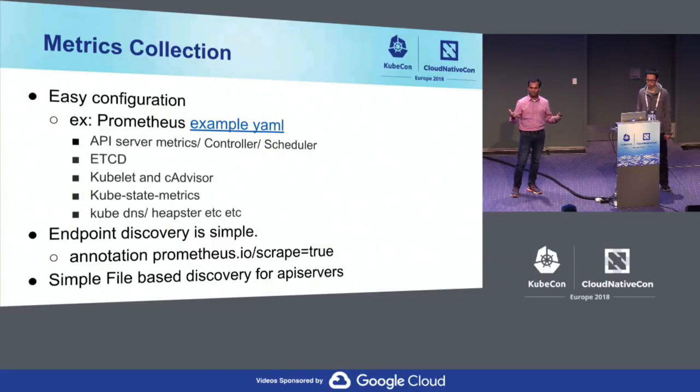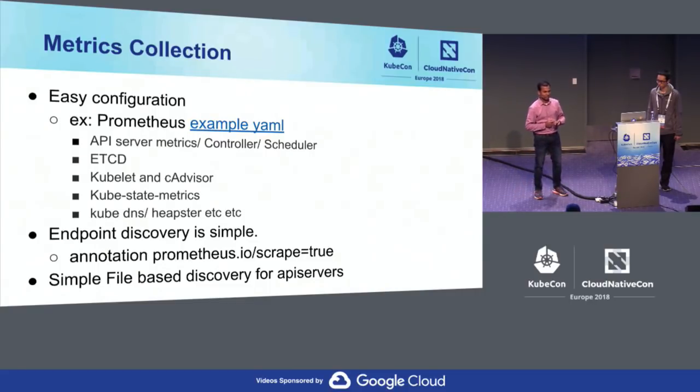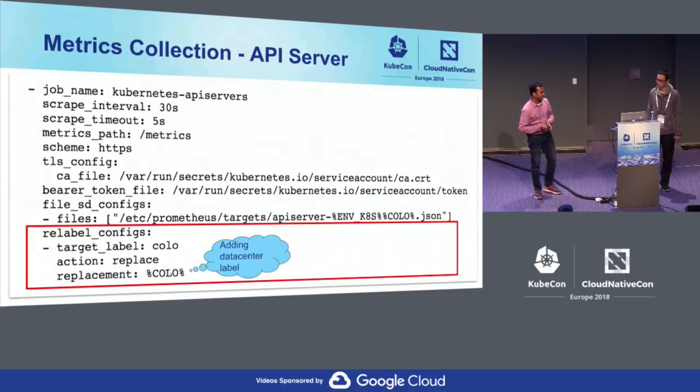Not to mention Prometheus has a very great service discovery built in, so we use that to scrape any services. If you want to scrape all the endpoints of a service, you just need to set one annotation. So we use that to scrape all the Kubernetes metrics into Prometheus. Not to mention the file-based discovery, which I'm going to show you right now.